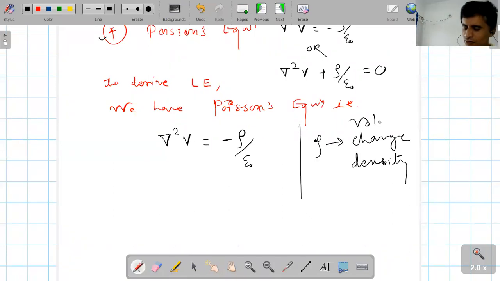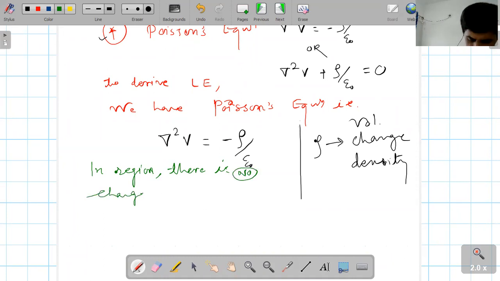Now I will take a case. I will use a different color. Dear student, I will select the region where there is no charge. In regions where there is no charge, therefore we can write rho equal to 0.